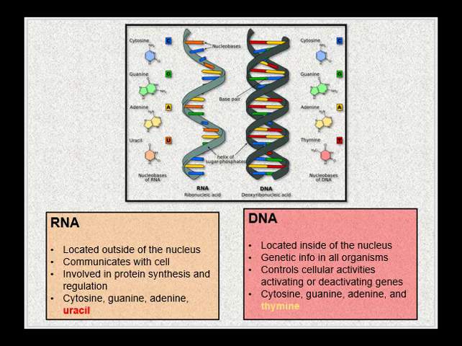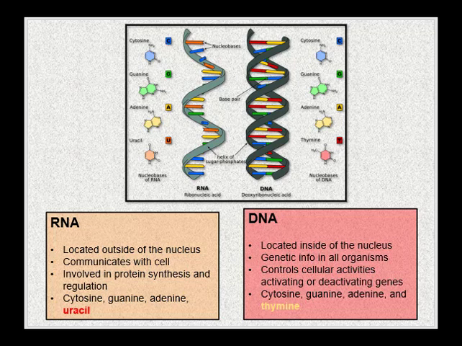RNA contains a segment of a copy of DNA, which then can communicate with cells. DNA controls cellular activities by activating or deactivating genes. RNA is involved in protein synthesis and regulation. DNA will be composed of cytosine, guanine, adenine, and thymine. RNA, on the other hand, will be composed of cytosine, guanine, adenine, and uracil.